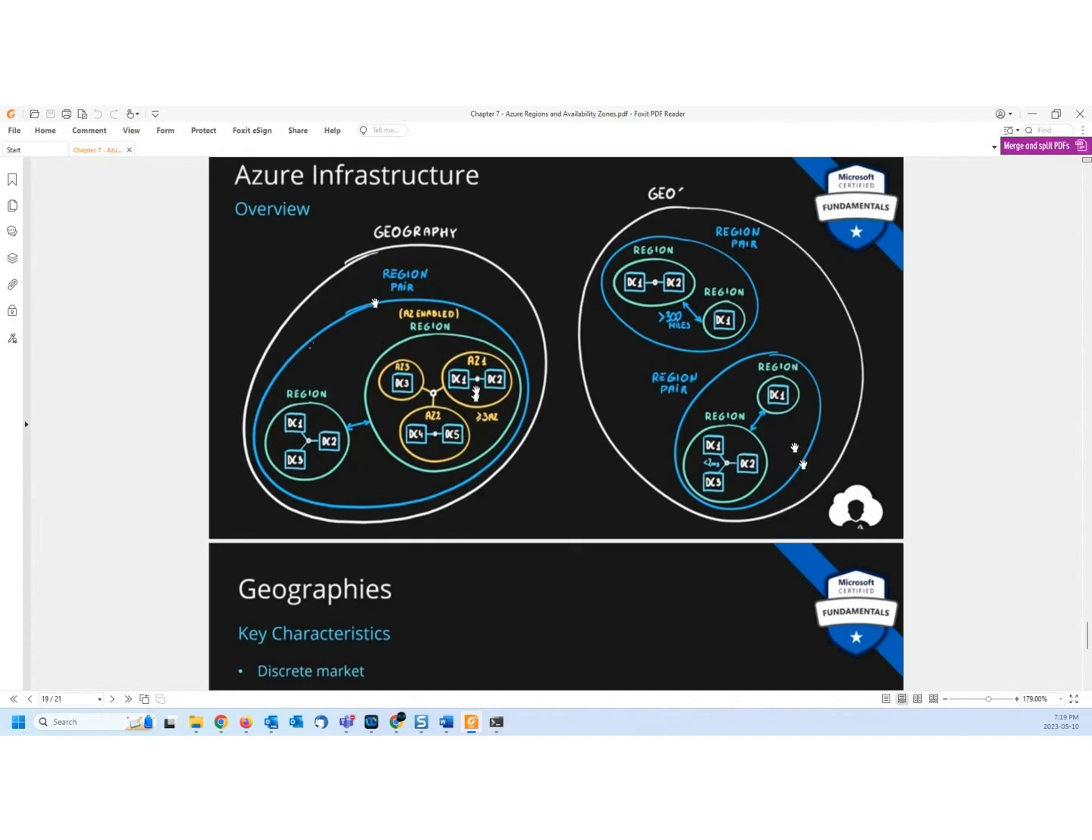Comparing geographical regions, I see the region pairs are not connected. That's the only difference I find: region pairs are not connected with any high-speed connection. So a true or false question could be: are region pairs connected with high-speed, low-latency internet? The answer is no, because only regions can be connected or data centers can be connected, not the region pairs.